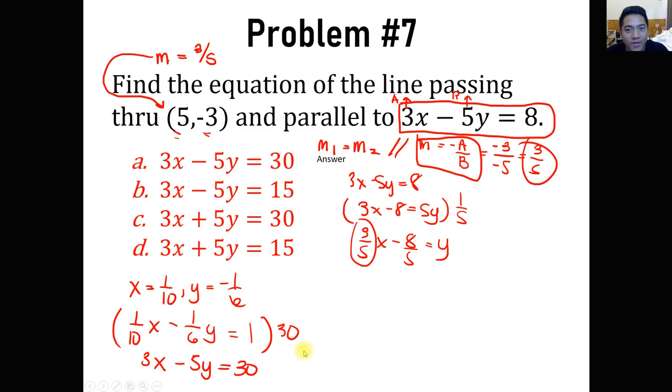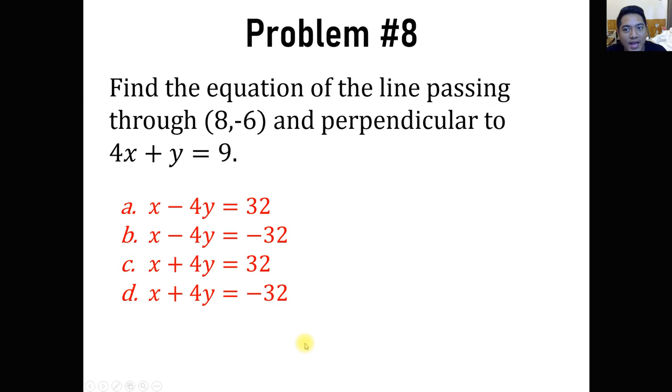For problem number 8, find the equation of the line passing through (8, -6) and perpendicular to 4x plus y equals 9. So, if the problem a while ago was parallel, notice that if we have perpendicular, the slope is the negative of the reciprocal of the other line's slope. Their slopes are related by the negative reciprocal.